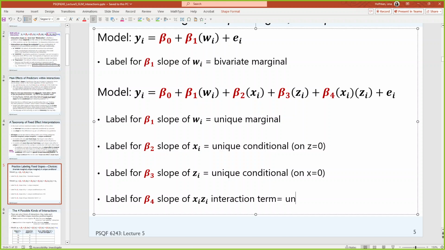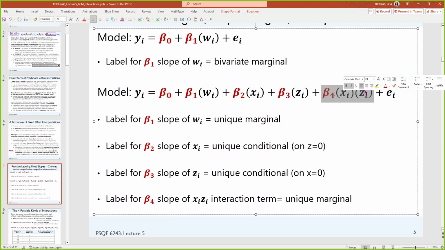Conditional, but no Z or X equal to 0? Is that conditional then? It's marginal. Think of it this way: X times Z is like a new idea. Is that idea mentioned anywhere else in another term? Nope. So beta 4 is the interaction term for everyone. It is marginal.